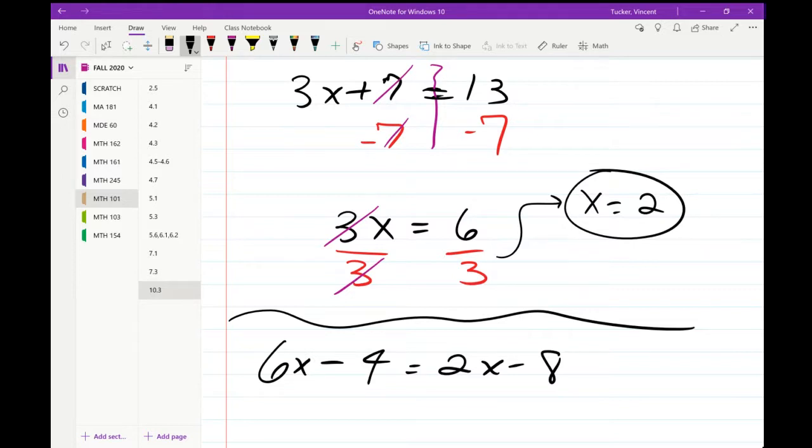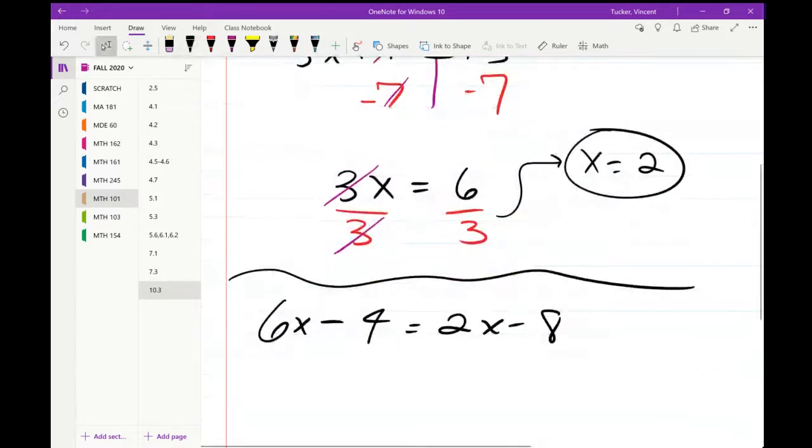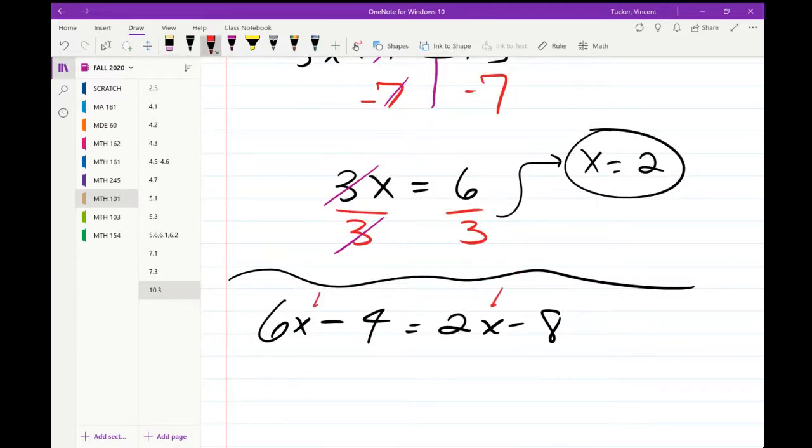All right, here we have our variable on two different sides of the equation. 6x minus 4 equal to 2x minus 8. We have our variable in two different places. So your goal should be to get all of your variables with x on one side of the equation and all your variables without x to the other side.